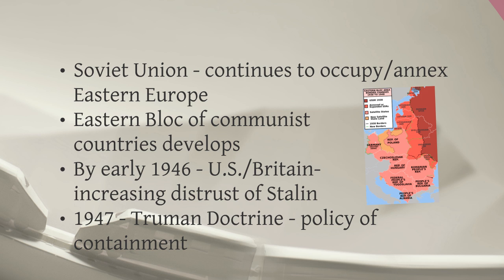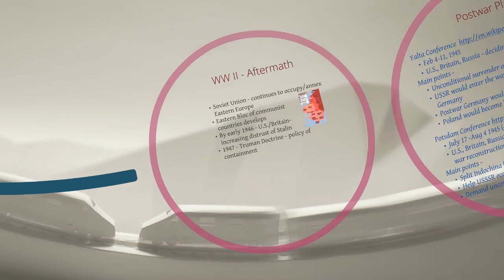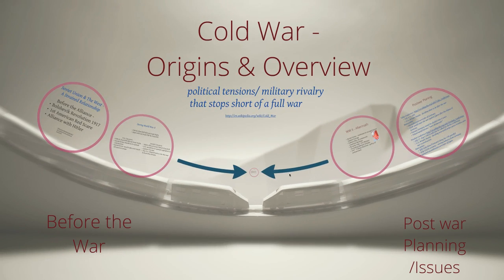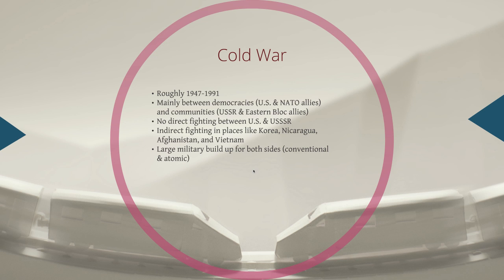So what does this all mean? What does the actual Cold War look like? We have the Cold War as dates being roughly 1947 to 1991. Okay, so the Cold War goes on and on and on.